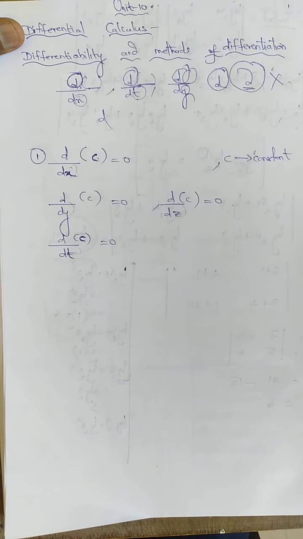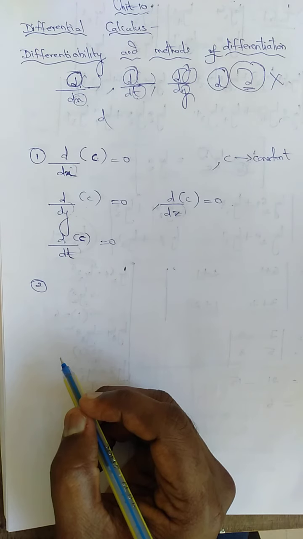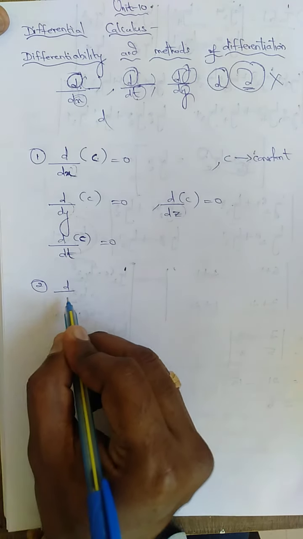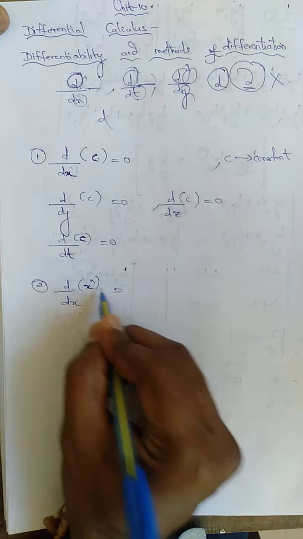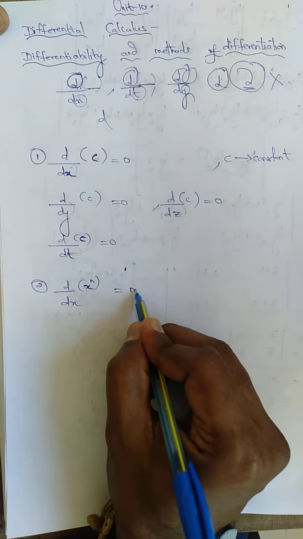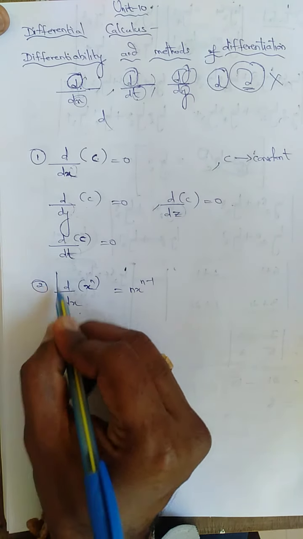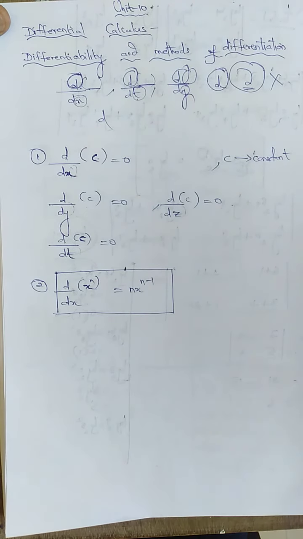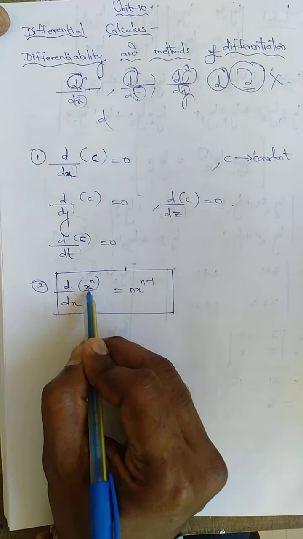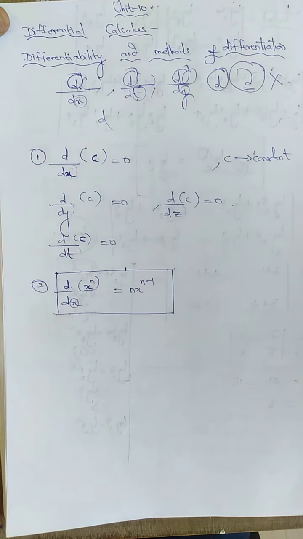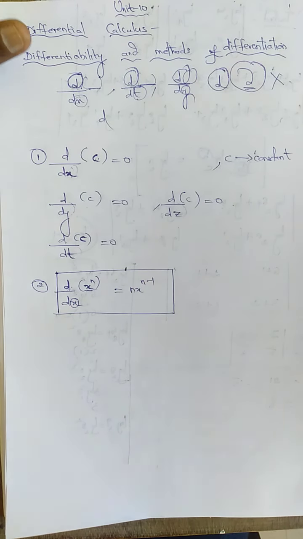Next is the second formula, the power rule. Differentiate of x power n divided by dx is n x power of n minus 1. This formula you need to memorize very carefully. n x power of n minus 1. Because the differentiating variable is x, I am going to differentiate with respect to x. I think you can understand.